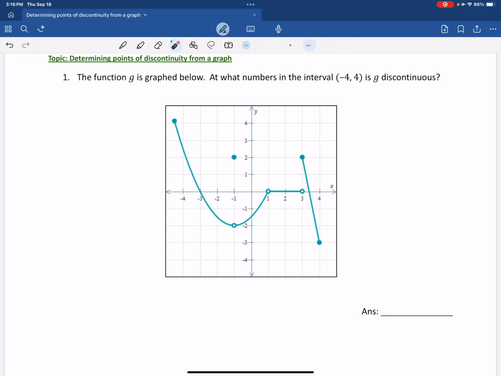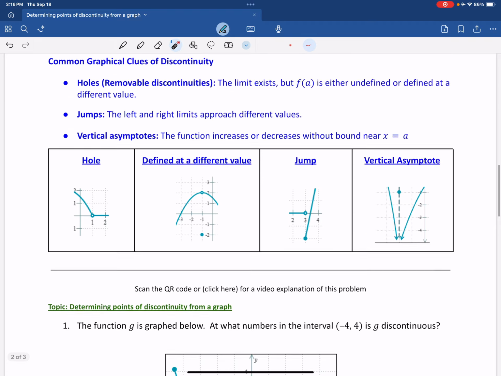This topic is about determining the points of discontinuity from a graph. So before we start this problem, we need to understand what is continuity, what does it mean to be continuous, and then what does it mean to be discontinuous. So let's go into those definitions now.